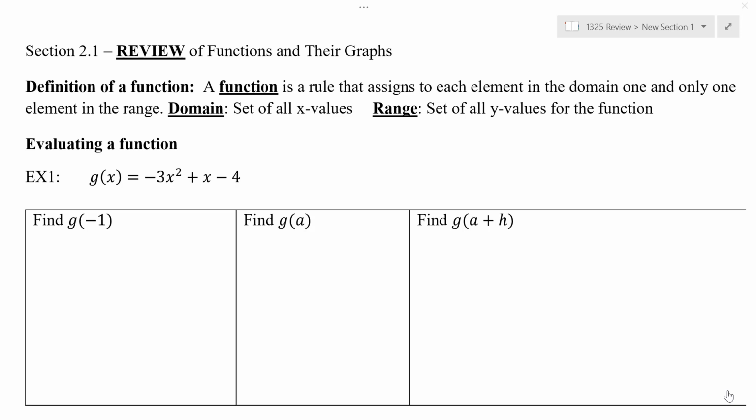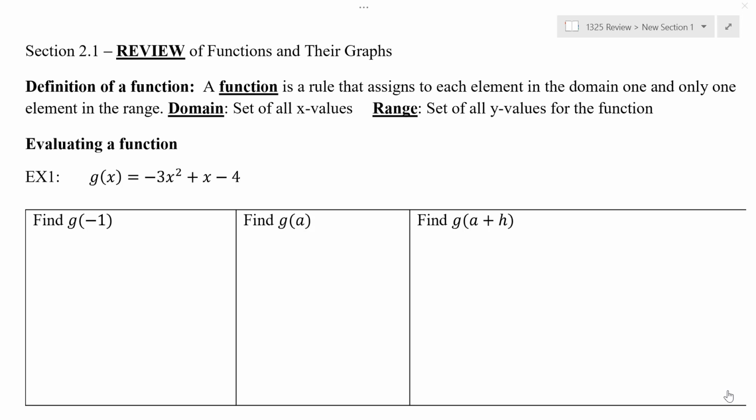The values that go into the function, those are the x values. We call the set of all of the x values that go into the function the domain of the function. The range is the set of all y values that come out of the function. So the first thing we want to look at specifically is evaluating a function.